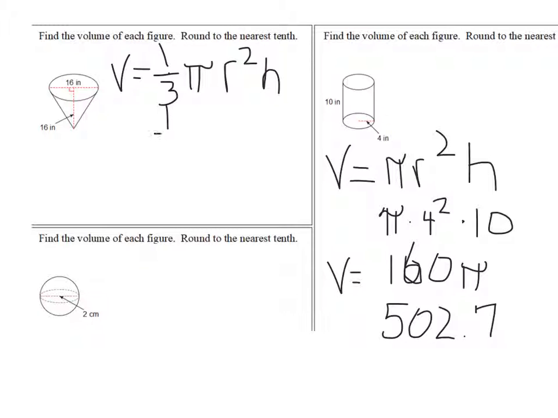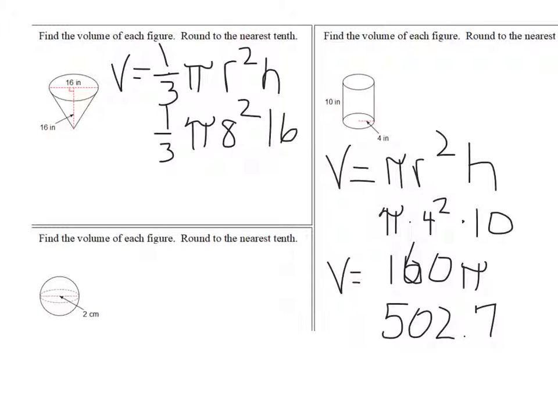So now I'm going to do 1/3 times the pi. I need to find my radius. The diameter is 16. That makes the radius 8. So it's going to be 8 squared, which is 64. And then I need to multiply that by the height, which is 16. So now I'm ready for my calculator work.